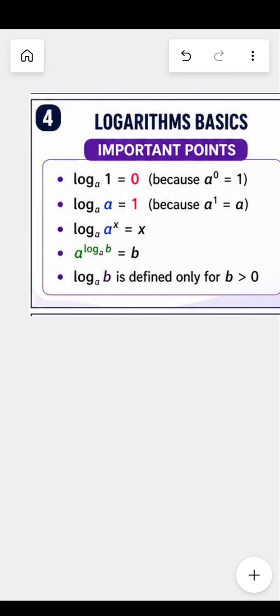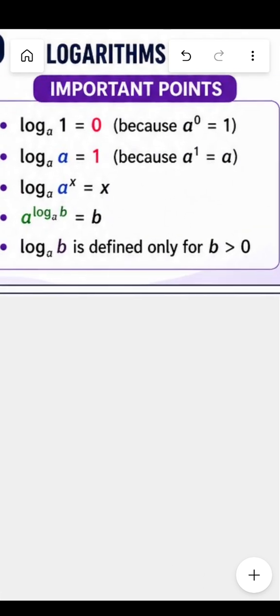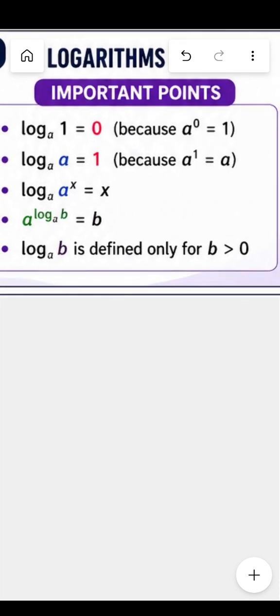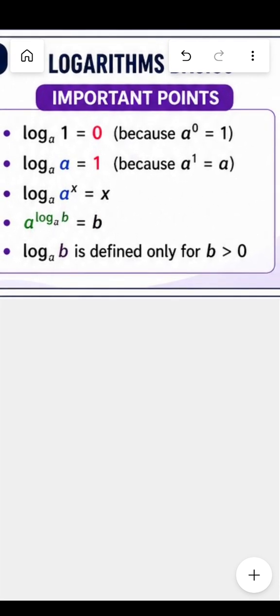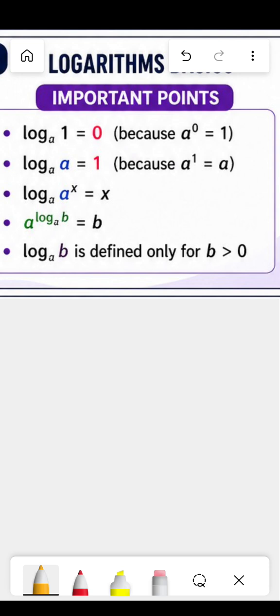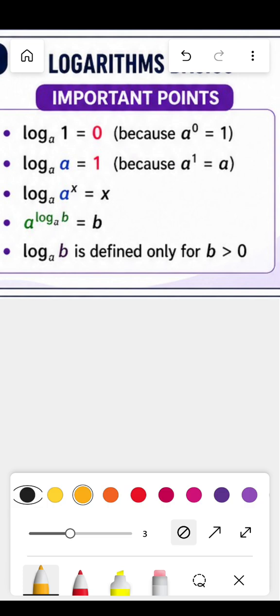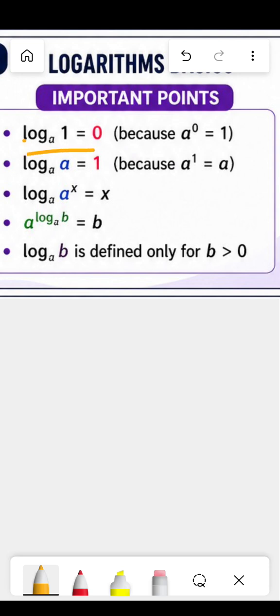The next thing is the basic properties of logarithms. So what are the basic properties of logarithms? Log 1 for any base is equal to 0, always 0.